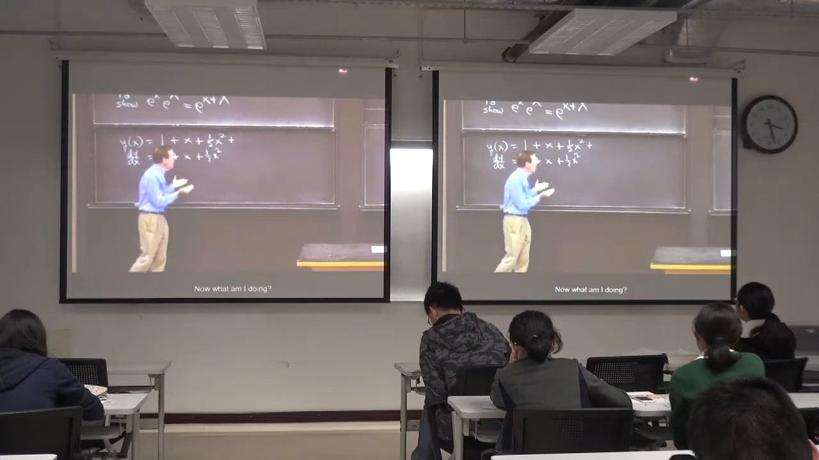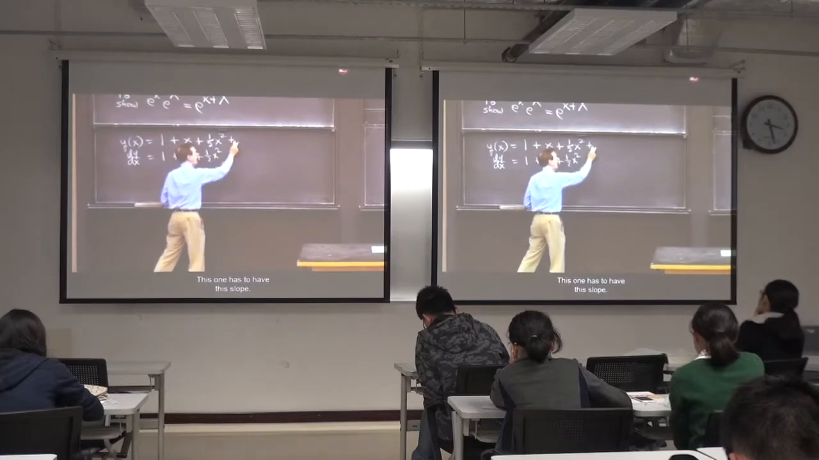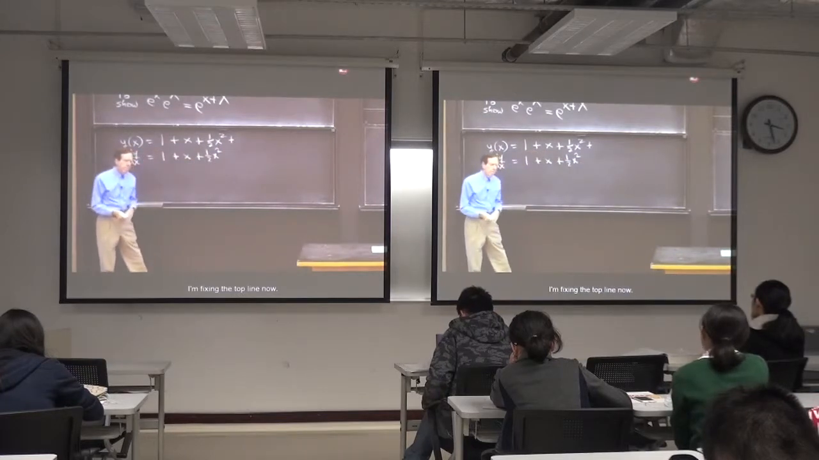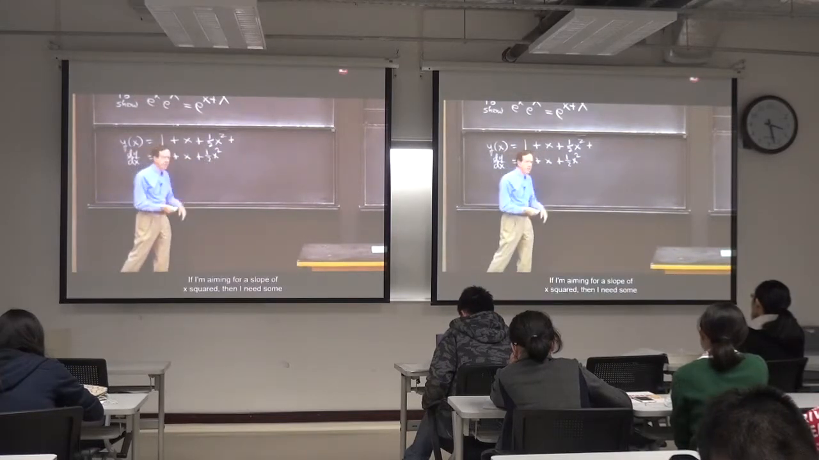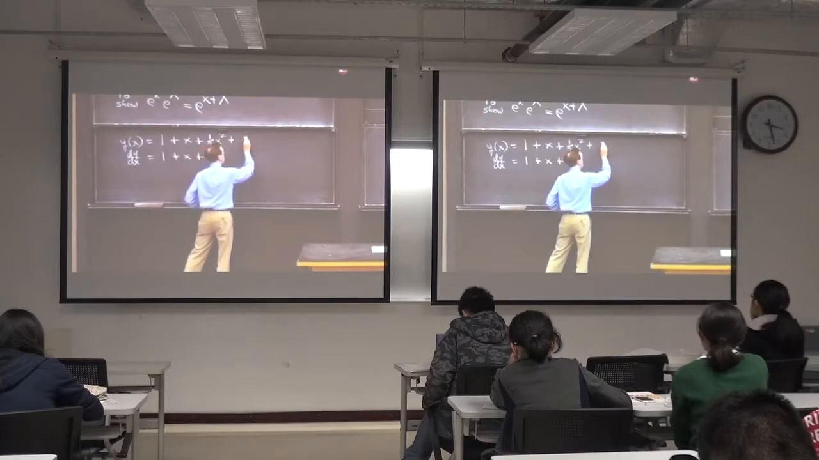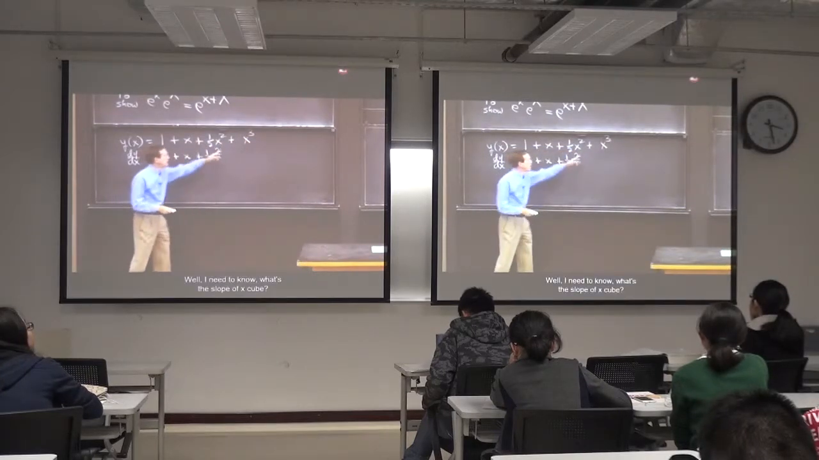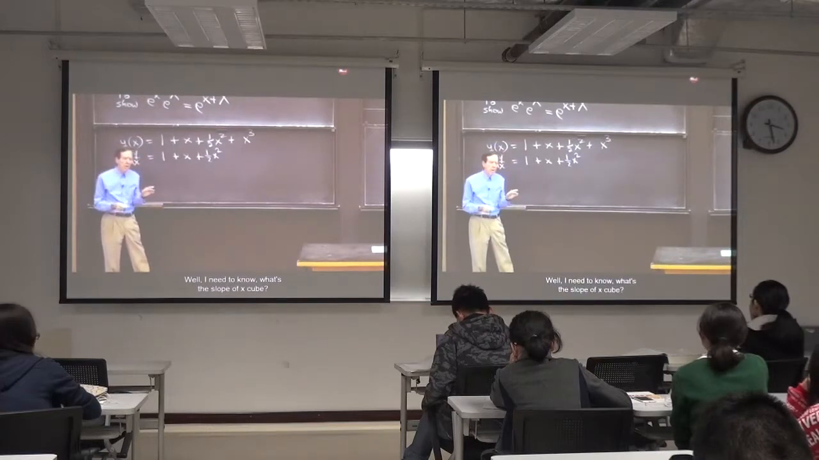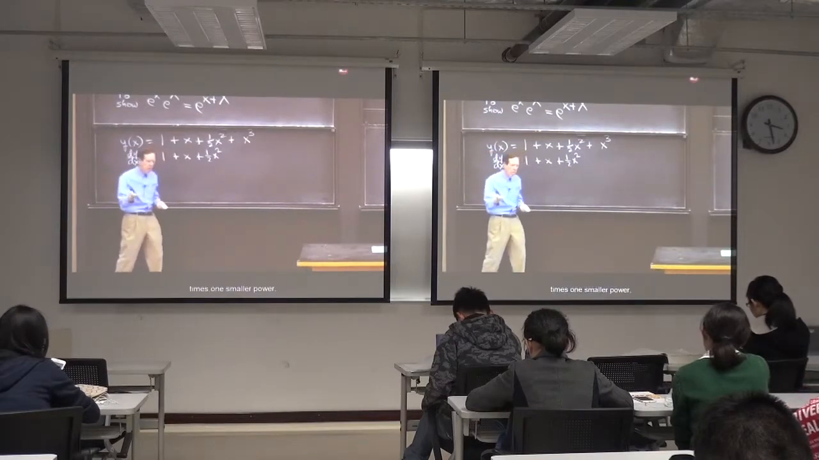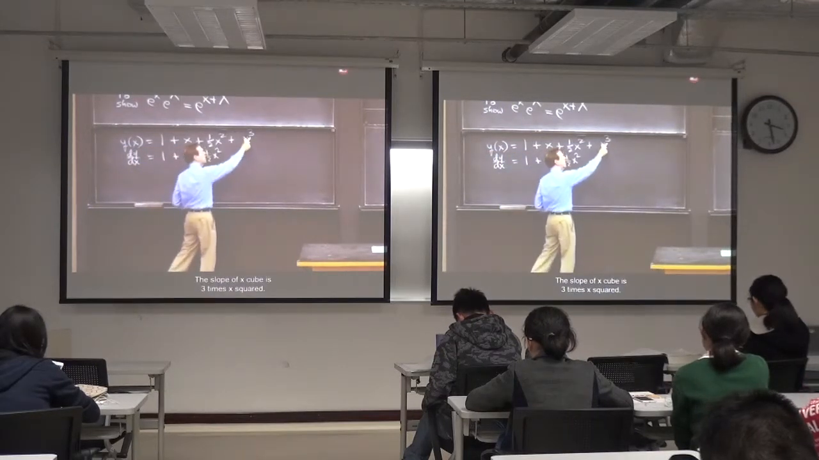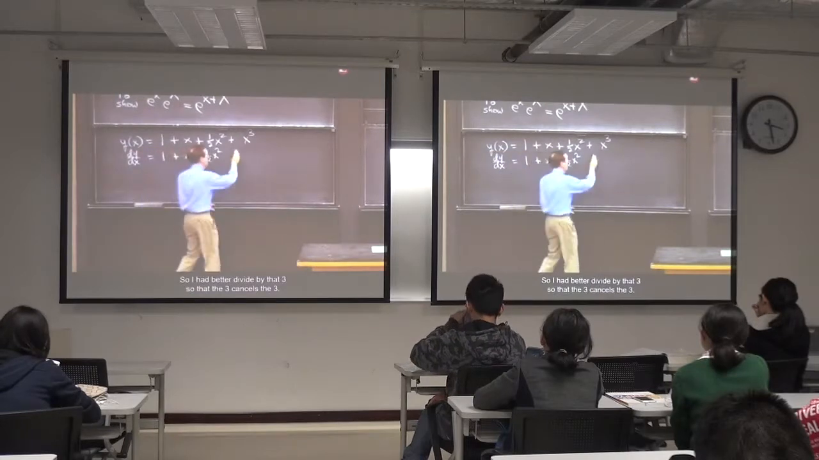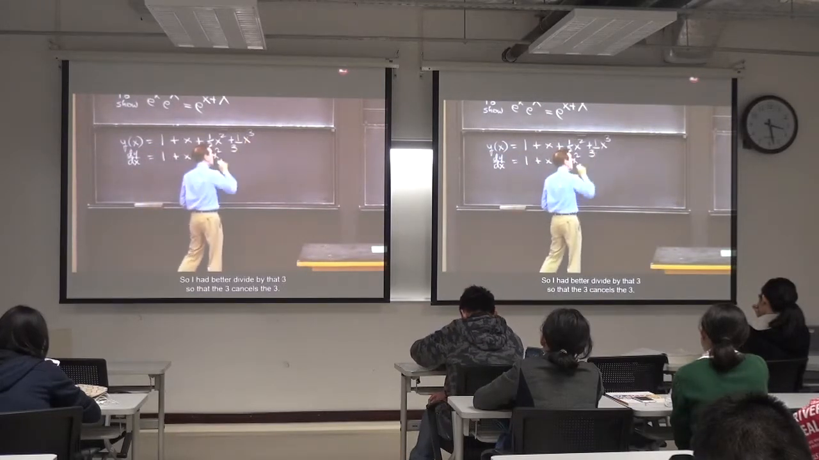So it's going to be, now what am I doing? This one has to have this slope. I'm fixing the top line now. If I'm aiming for a slope of x squared, then I need some number of x cubes. So how many x cubes do I need? Well, I need to know what's the slope of x cubed. The rule for powers of x to the n is n times one smaller power. The slope of x cubed is 3 times x squared. So I better divide by that 3, so that the 3 cancels the 3.